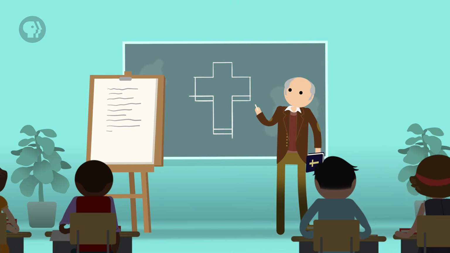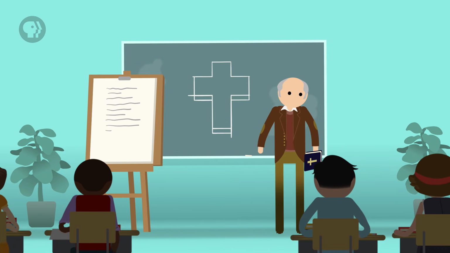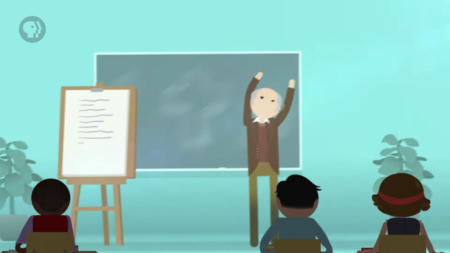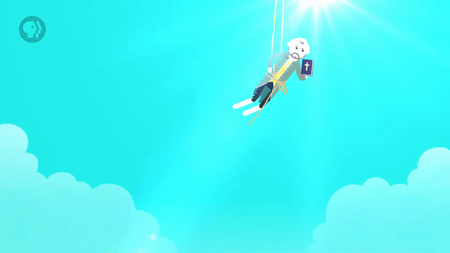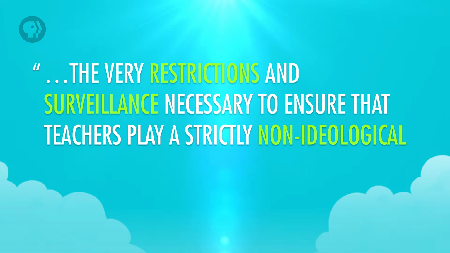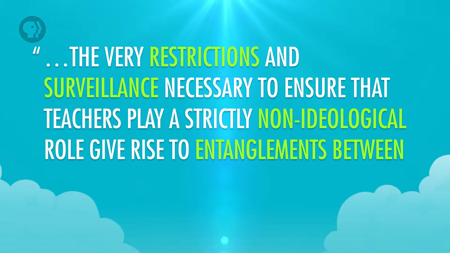The court ruled that in order to make sure that the teachers were not teaching religion, the state would have to monitor them so closely that it would be excessive entanglement and give the state way too much control. They ruled that the very restrictions and surveillance necessary to ensure that teachers play a strictly non-ideological role give rise to entanglements between church and state.